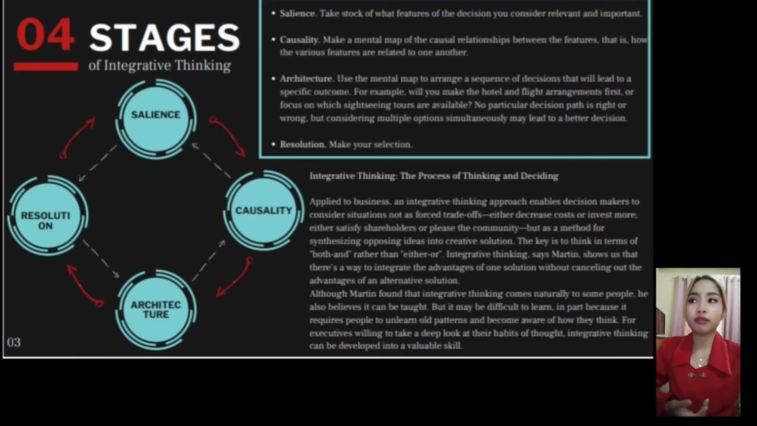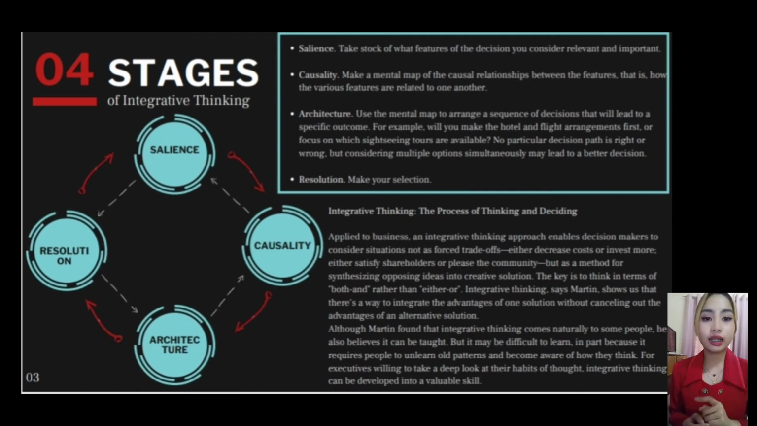There are stages of integrative thinking, like a mental process when you are being an integrative thinker. The first stage is salience. In this stage, you consider all the ideas that are important or relevant to the problem so that you can generate a solution, right? That's the main objective. The second one is causality. Here you make a mental map of the relationship between the ideas, the features, how the various features are related or connected to one another.